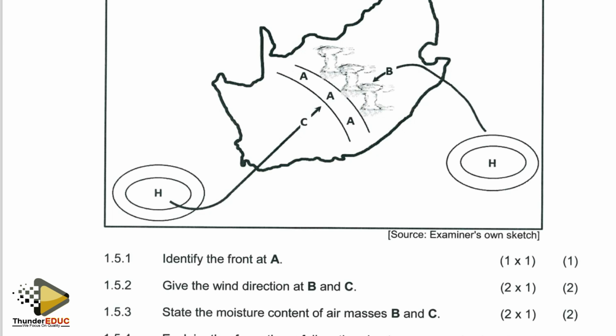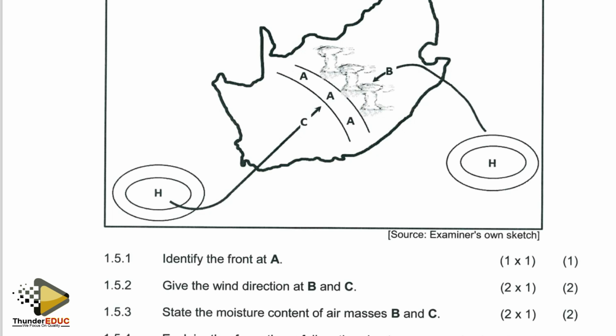As these two air masses meet, we know well that cold air is denser than warm air. So at the front here, the air coming from the Atlantic Ocean undercuts the air coming from the Indian Ocean, resulting in an upliftment of the warm and moist air and formation of clouds on the side of the warm and moist air.